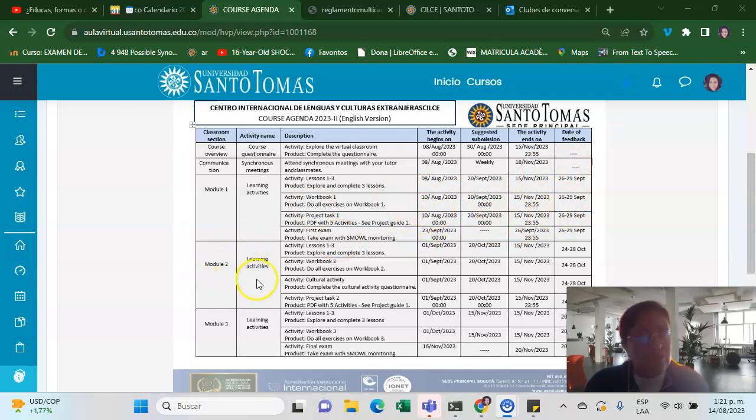Okay, in module number 2 we have something similar: we have lessons, workbook, and in lesson number 2 we don't have an exam. Instead of having an exam, we are going to have a cultural activity and we have the project. In module number 2 you are invited to complete a project similar to the previous semester. That is a blog to develop our writing task. And in module number 2, the idea for project task 2 is to develop speaking. Module number 2 opens on September 1st, and the idea is to complete all the activities on October 20th. The deadline is November 15th, and the feedback is going to be from October 24th to 28th.